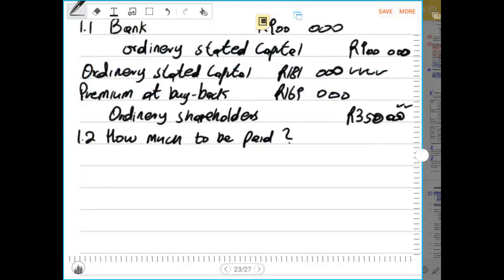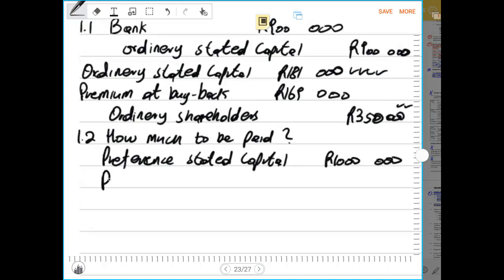So now let me just structure this in a formal way. So now we have to pay back preference stated capital, and our preference stated capital is R1,000,000.